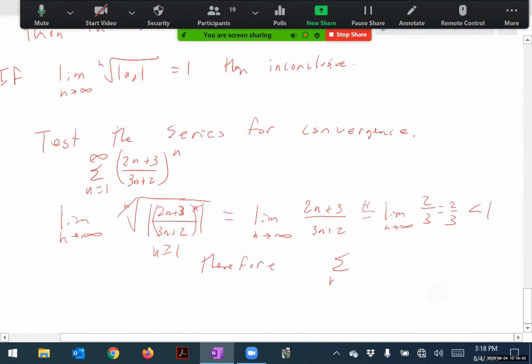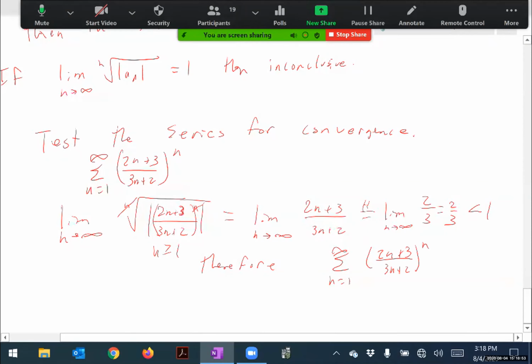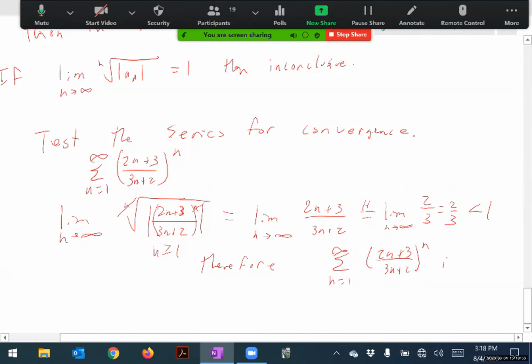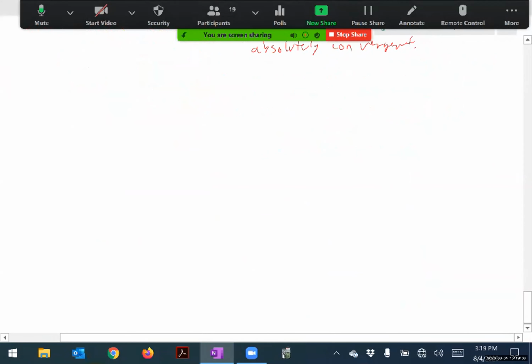the summation of n equals 1 to infinity of ((2n plus 3) over (3n plus 2)) all raised to the nth power, this thing is absolutely convergent. Okay, absolutely convergent. Okay, and that's 11.6.